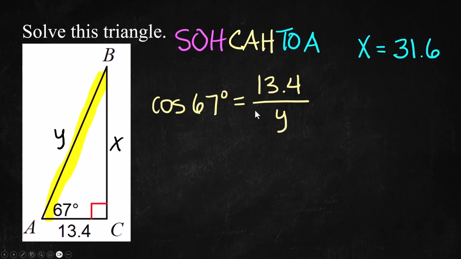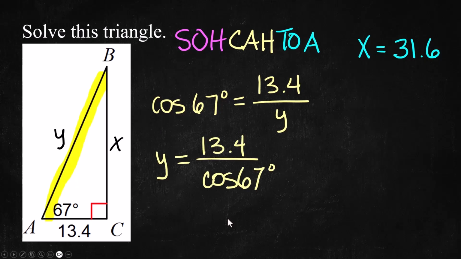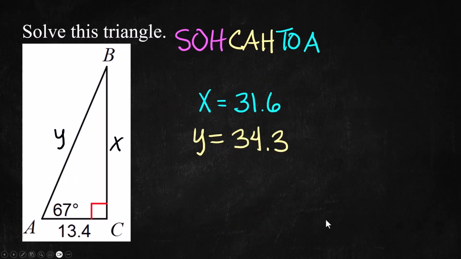You're going to start by putting a 1 under the cosine, cross multiplying, and then you'll end up dividing. And when you're all said and done with this, if you've done enough of them, you know the pattern and can go right to it, switching the Y and the cosine of 67. Grab your calculator, 13.4 divided by the cosine of 67 turns out to be 34.3. Those were the 2 heavy lifts for this problem.